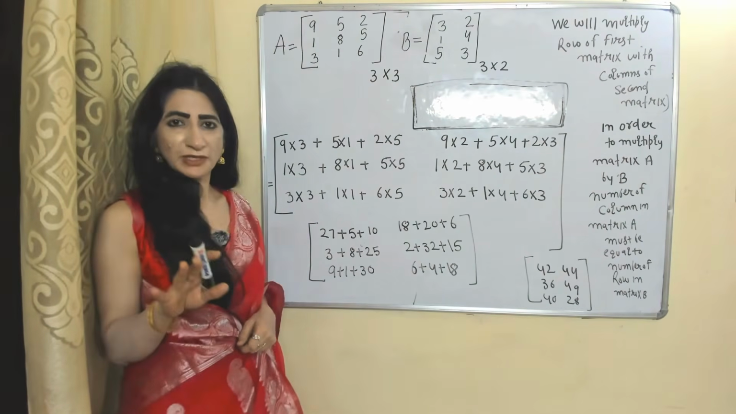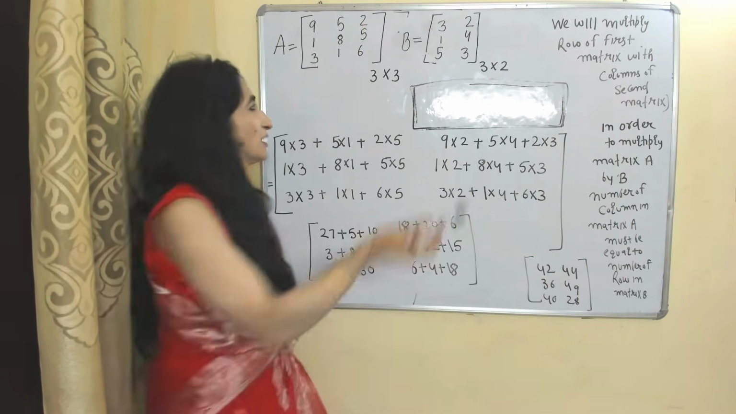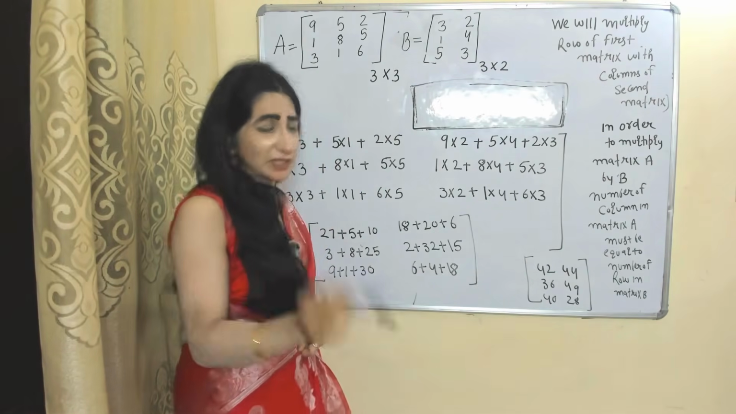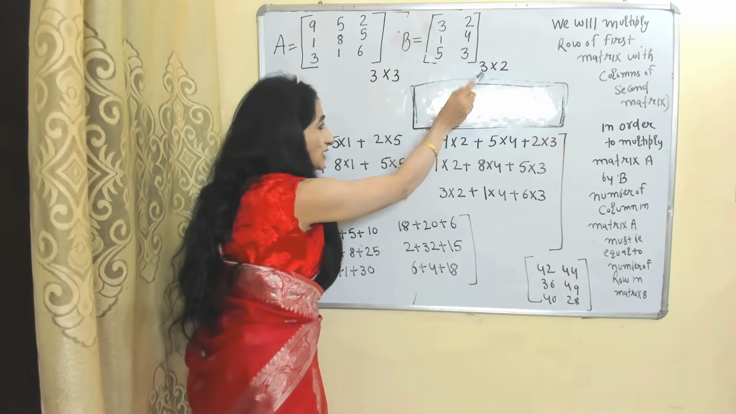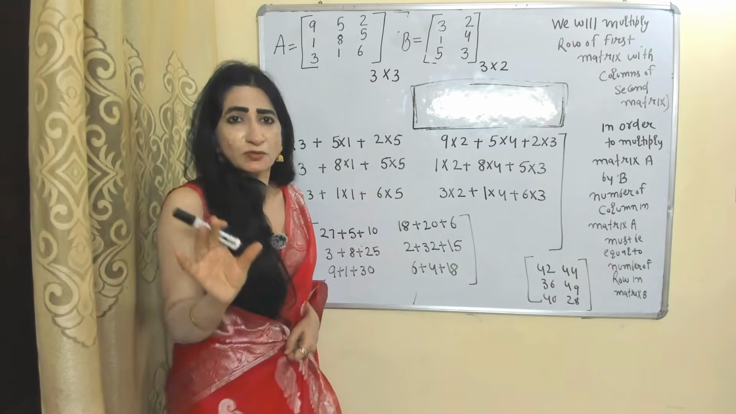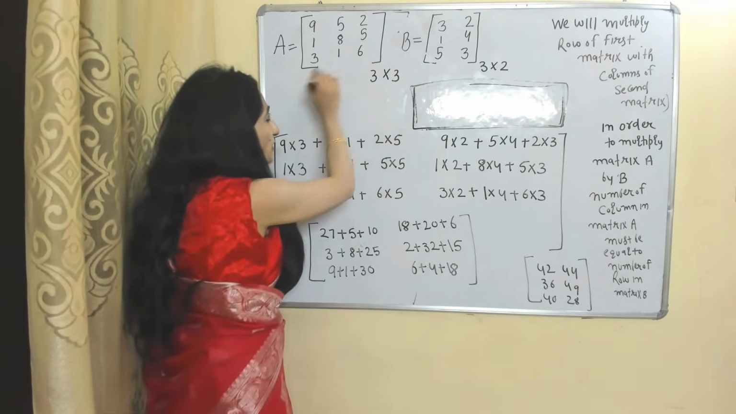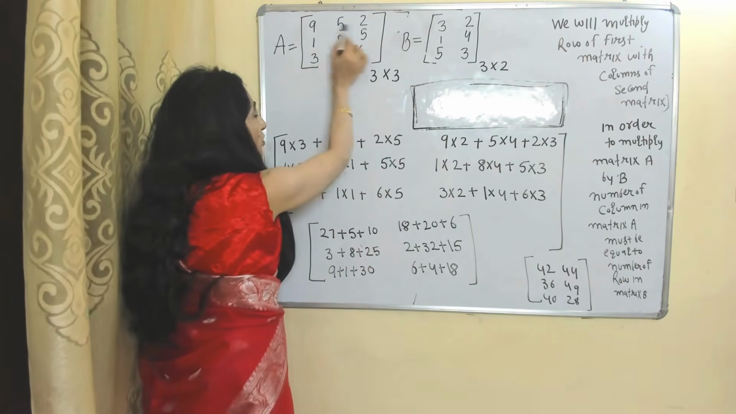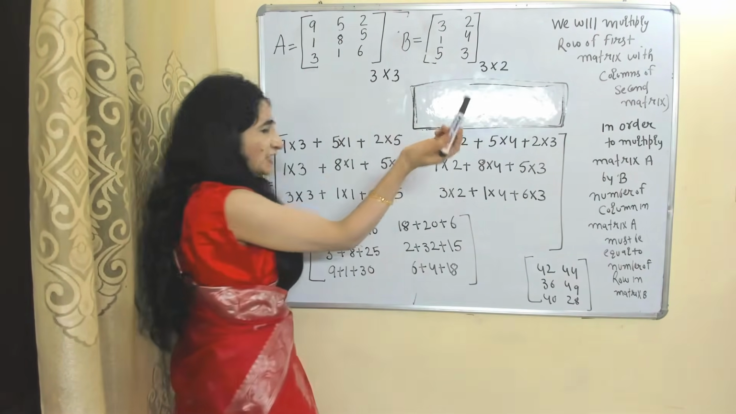Now we will see how to multiply matrix A by matrix B. First of all, the number of columns in matrix A should equal the number of rows in matrix B. If the number of columns in matrix A is equal to the number of rows in matrix B, then you can multiply, otherwise not. So, in order to multiply A with B, you will multiply each row of matrix A with each column of matrix B. This is the first row of matrix A, this is the first column of matrix B. So, you will multiply them.